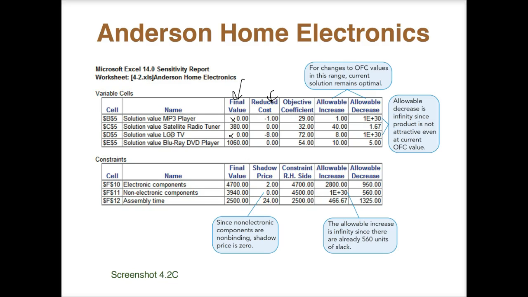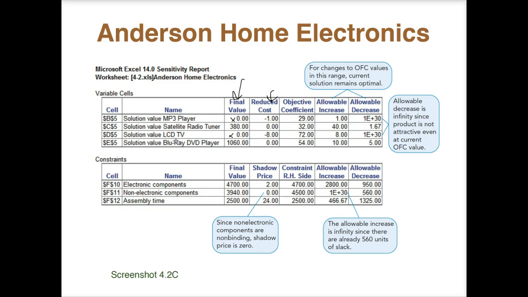So that's one interpretation. Put in another way, for every MP3 player that we want to produce, even though we're not going to achieve maximum profit by doing that, we're taking $1 profit away from us. Away from what our maximum profit would be for every one of those that we produce. Similarly, for an LCD TV, every time we produce one of those, given our current constraints and situation here, we are taking away $8 of profit from us, from whatever the maximum profit is. So that's one way to interpret that.